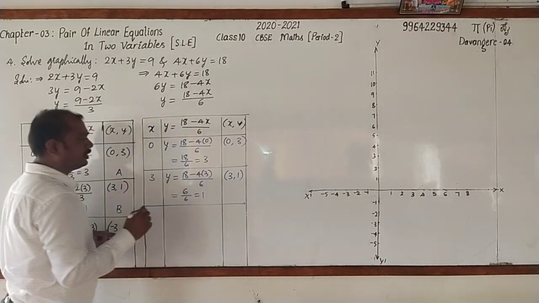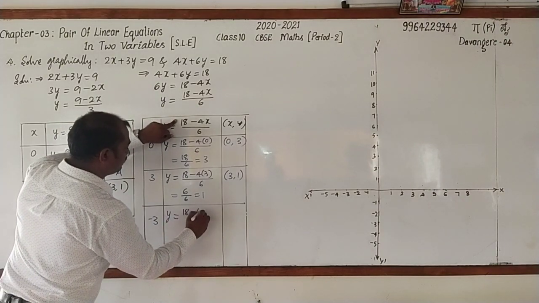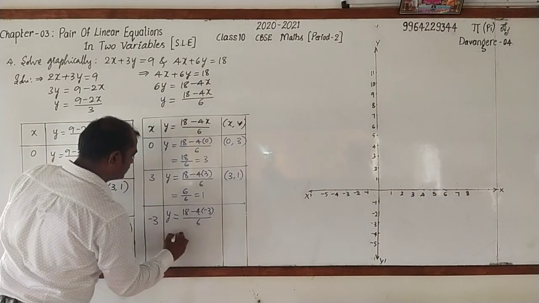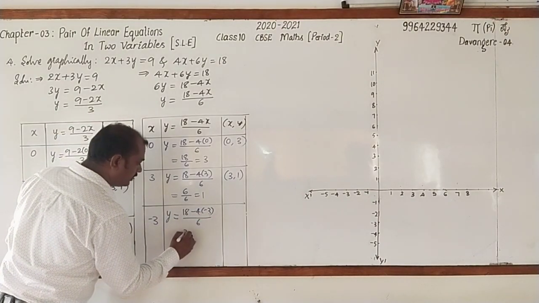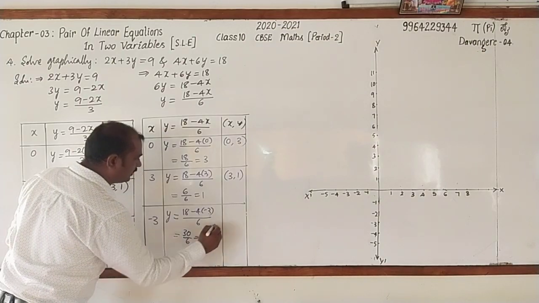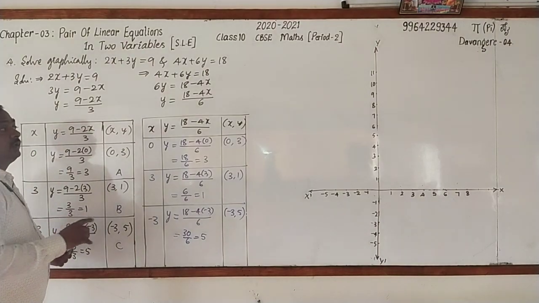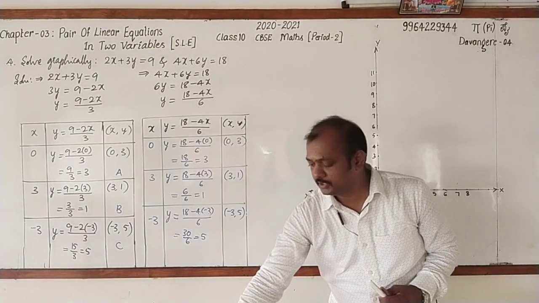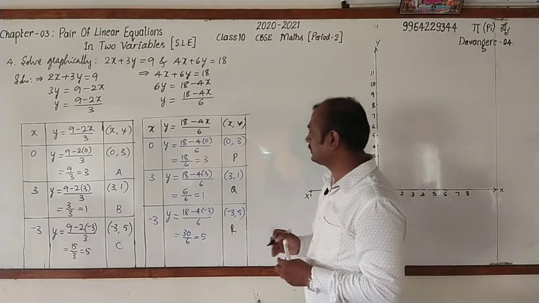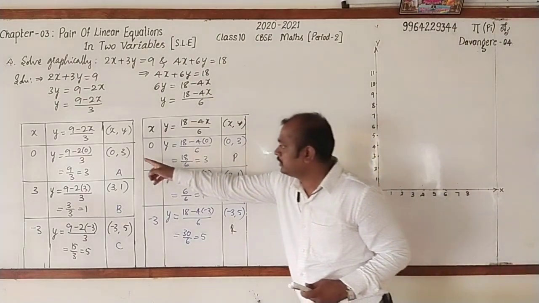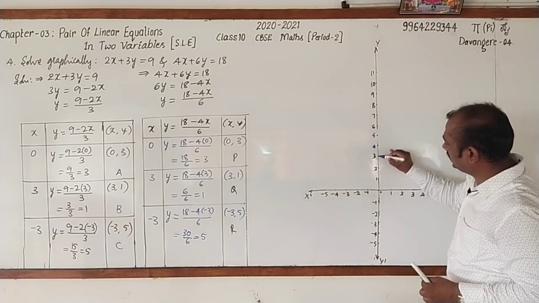If plus 3 comes, obviously minus 3. It is y is equal to 18 minus 4 into minus 3 by 6. It is equal to minus into minus plus. 4 threes are 12. 18 plus 12, 30. 30 by 6, it is 5. When x is minus 3, y is 5. Clear? Let us go for marking all these points. Here, I'll call these coordinate points as P, Q, and R. First, 0 comma 3. Observe. Here, this is 0 comma 3.